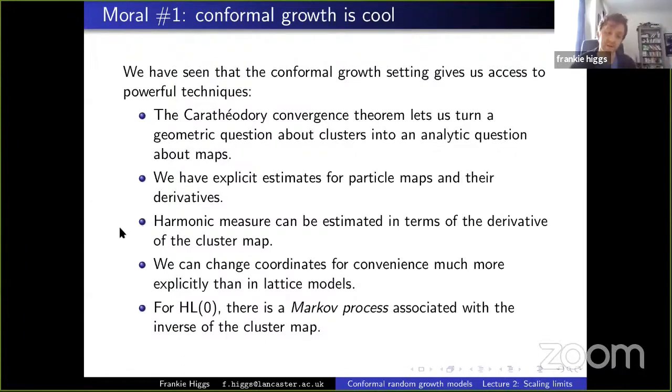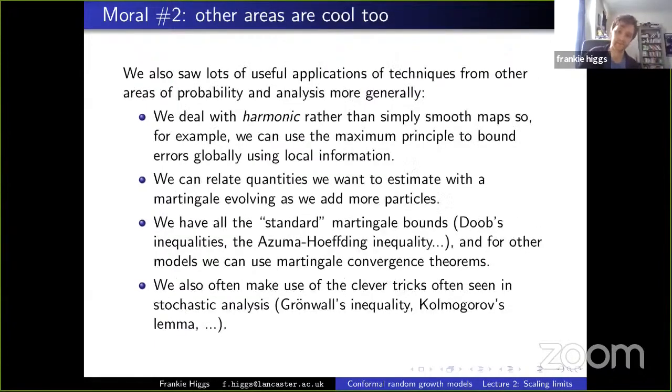In particular, harmonic measure is very closely related to the derivatives of the particle maps. We can do formal tricks like changing coordinates. And this is in particular for the Hastings-Levitov model. There's a Markov process associated with the inverse, and so there's an exact martingale. All of this is extremely nice. Things we can exploit, things we know about. And so hopefully that tells you why conformal growth is brilliant. I don't want to denigrate other parts of maths. They're also great.